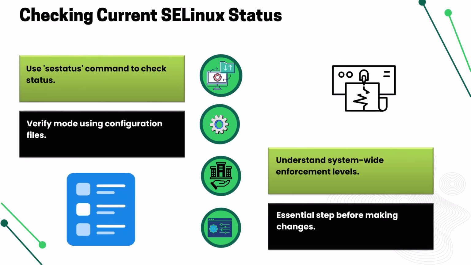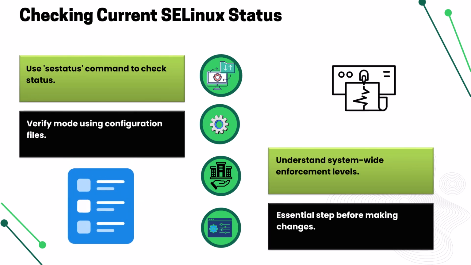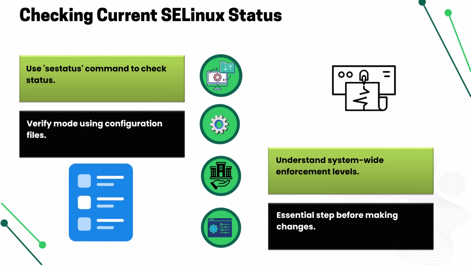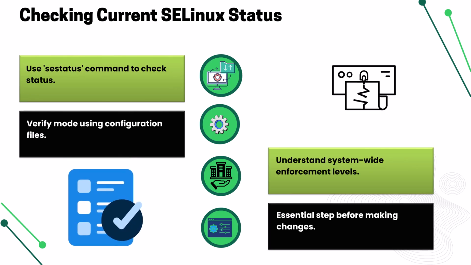Before making changes, it's wise to ask, what's the current status of SELinux? Run sestatus and check the system configuration. Knowing what mode SELinux is in ensures you don't disable something that's already off, because that's just redundant.